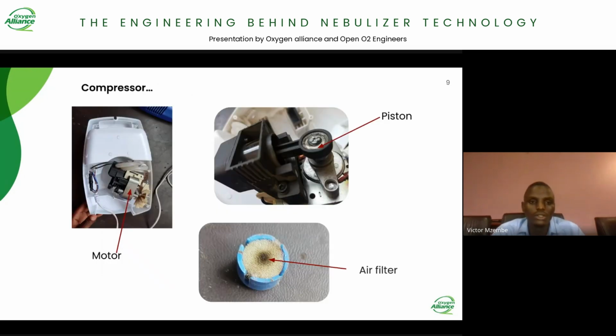In the diagram there, we have a picture of the compressor assembly. The compressor is made up of a motor connected to a piston. When the motor is rotating, it pushes the piston back and forth. The pushing of the piston back and forth causes ambient air to be sucked in, and then it is compressed and pumped out of the compressor using a tubing through the air outlet, as we saw in the previous diagram.